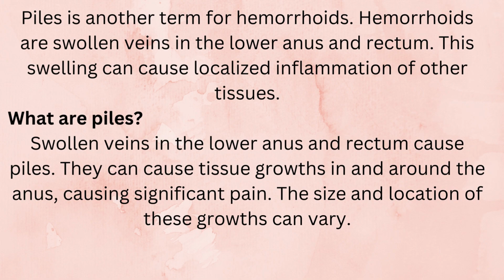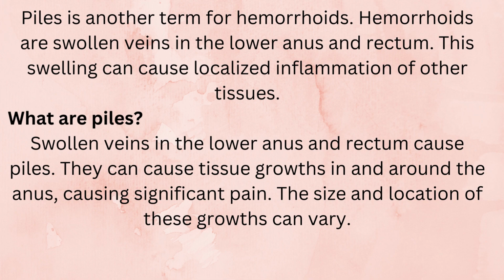Piles. Piles is another term for hemorrhoids. Hemorrhoids are swollen veins in the lower anus and rectum. This swelling can cause localized inflammation of other tissues. What are piles? Swollen veins in the lower anus and rectum cause piles. They can cause tissue growths in and around the anus, causing significant pain.